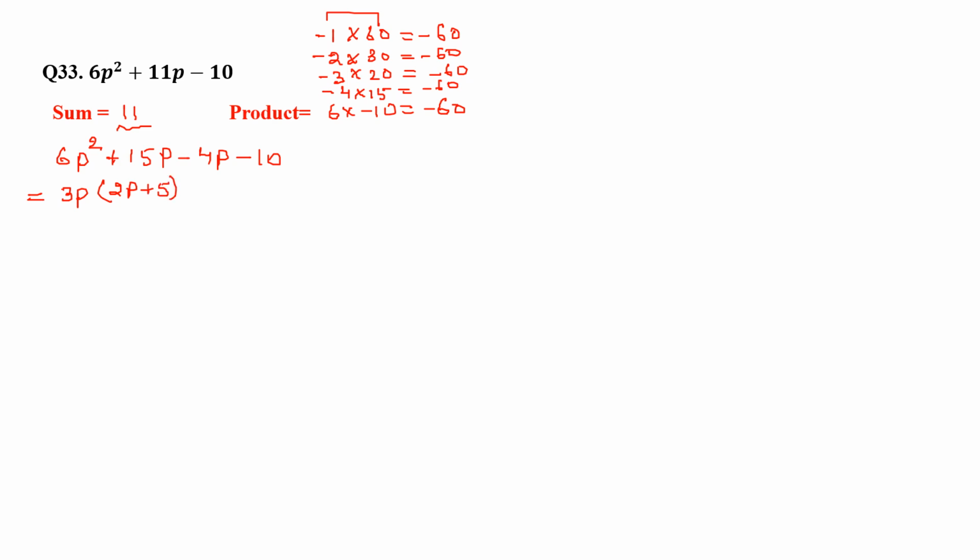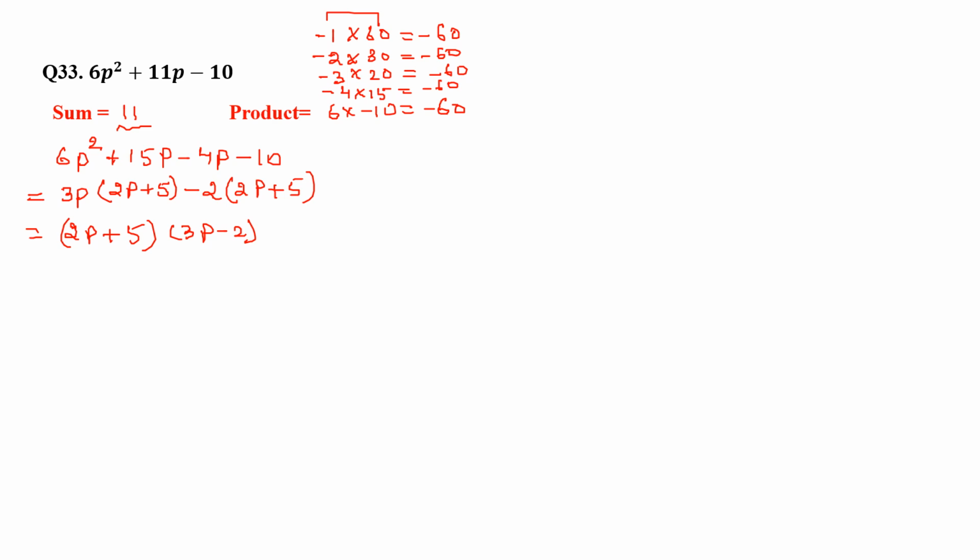In the last two terms, if we can see, I can take minus 2 common, because in the 2 table 4 and 10 both come. So I will be left with 2p plus 5. Now in both the terms you can see 2p plus 5 is present. So I can take 2p plus 5 common. So in the first term I will be left with 3p, and in the second term minus 2. So this is the factorization.